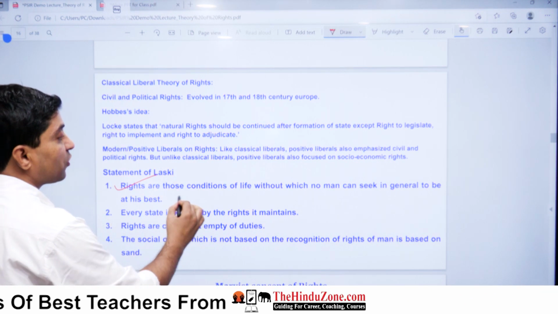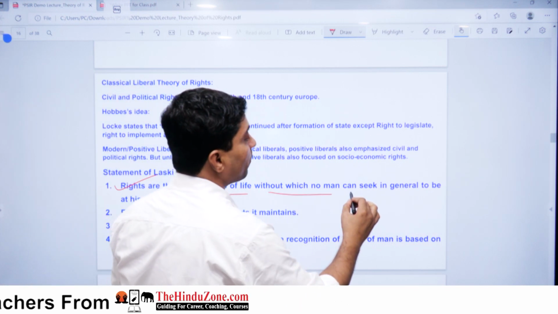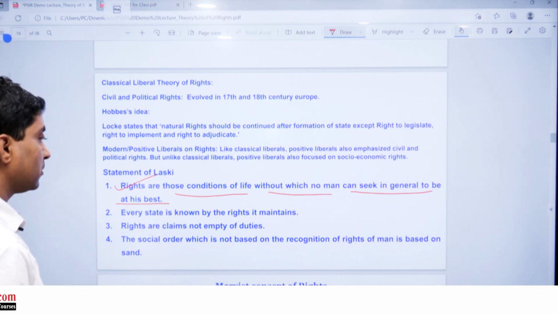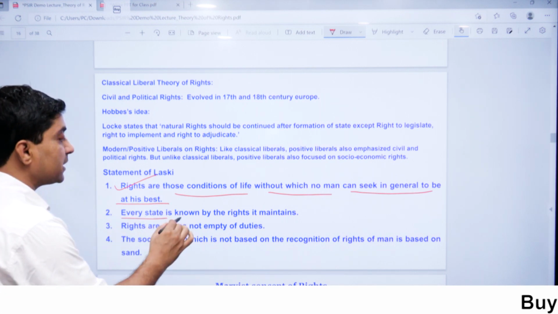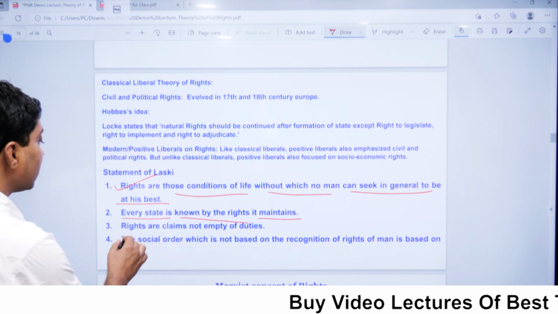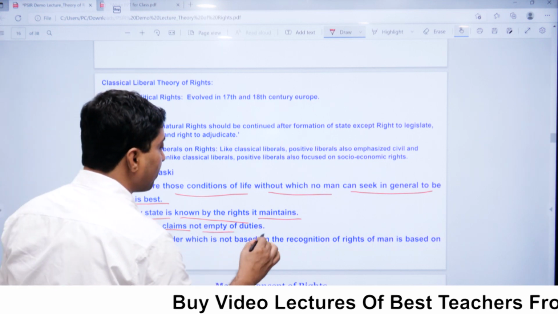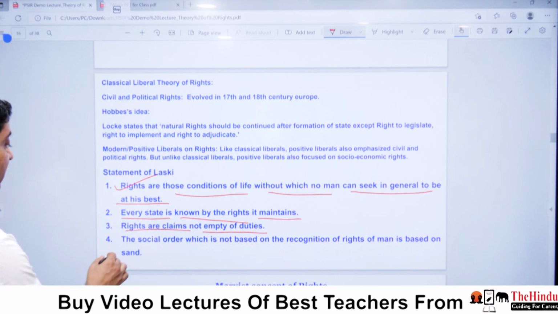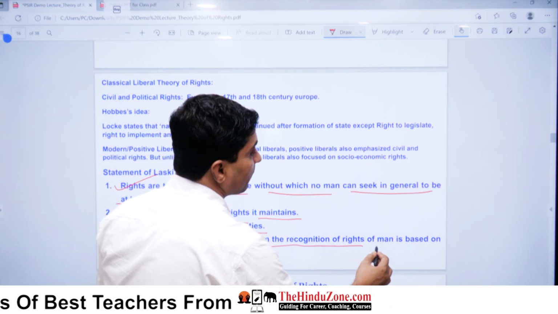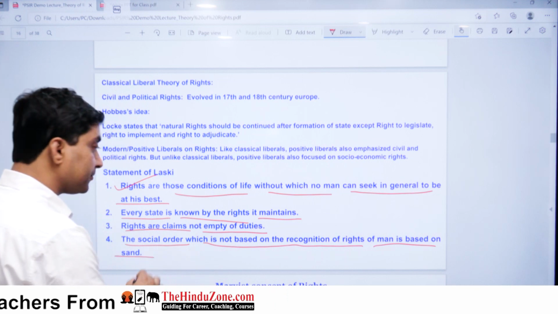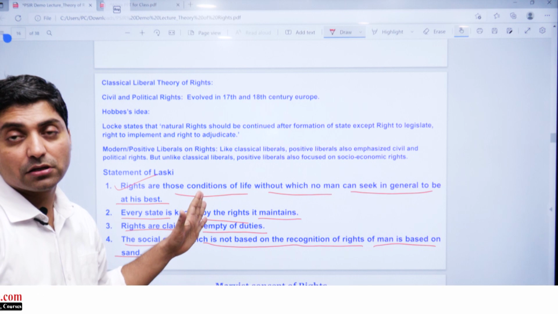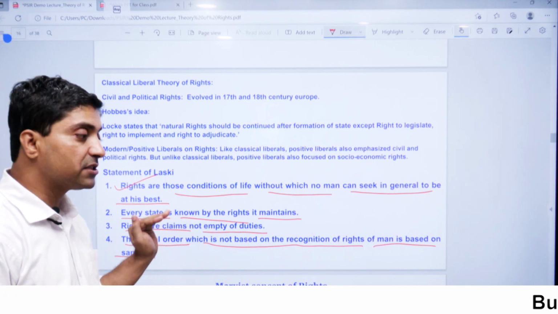Rights are those conditions of life without which no man can seek in general to be at his best. He said, every state is known by the rights it maintains. Again he said, rights are claimed, not empty of duties. Again he said, the social order which is not based on recognition of rights is based on sand. So these are the modern liberals on rights.